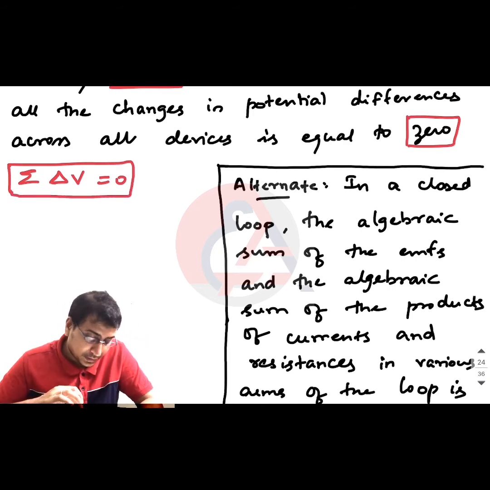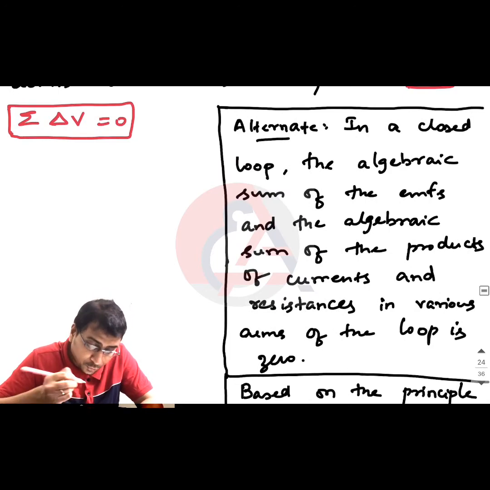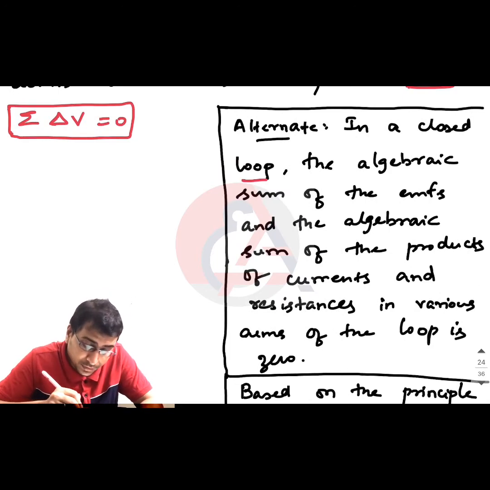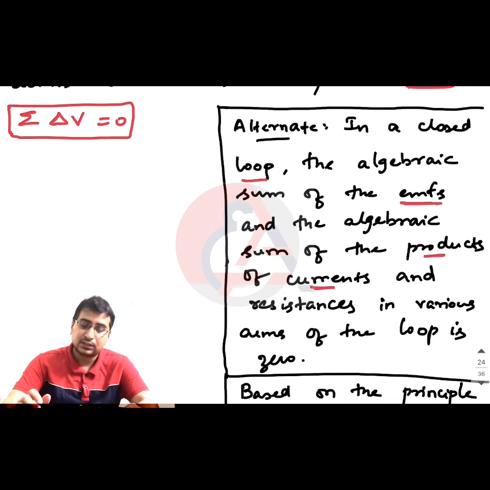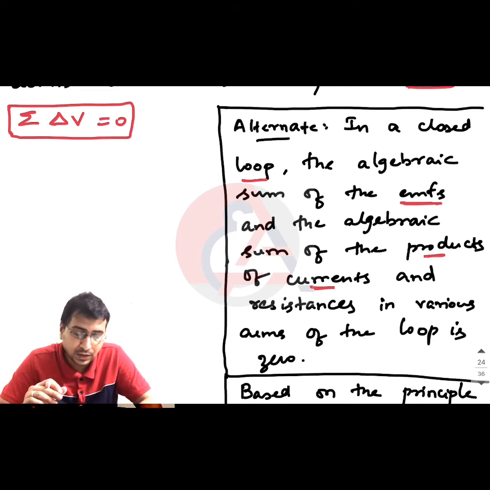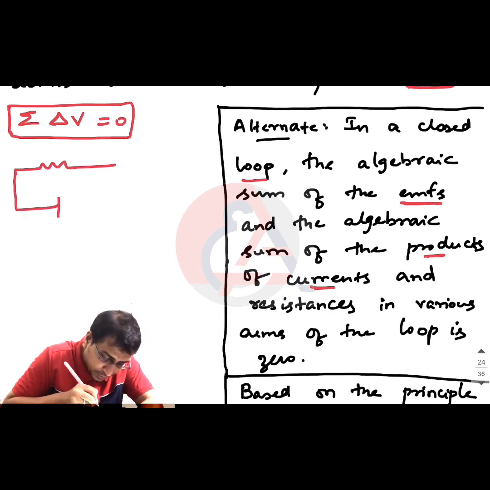There is an alternate way in which you can state it. In any closed loop, the algebraic sum of the EMFs and the algebraic sum of the products of currents and resistances in various arms of the loop is 0. So suppose, let me take a very simple circuit.